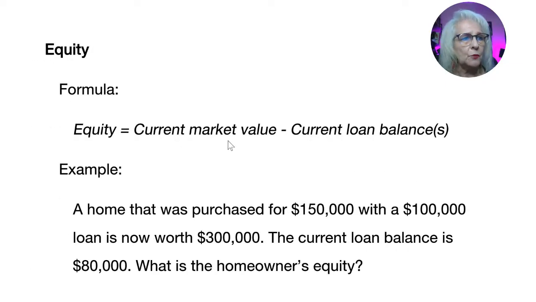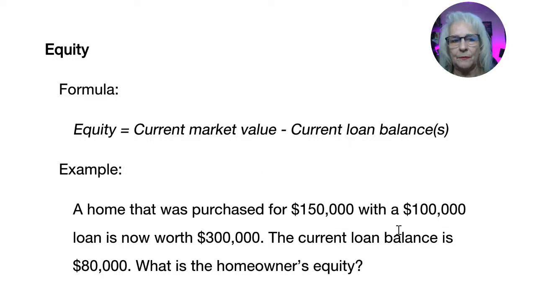Okay, equity. What is equity? Does anybody know what equity is? Well, you don't have to guess. The formula is right there. Equity equals the current value minus the current loan balance. So every month that we're paying on that mortgage, the principal reduces, so the equity increases. That's the part we already own.